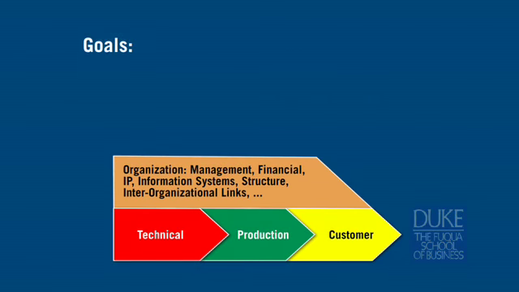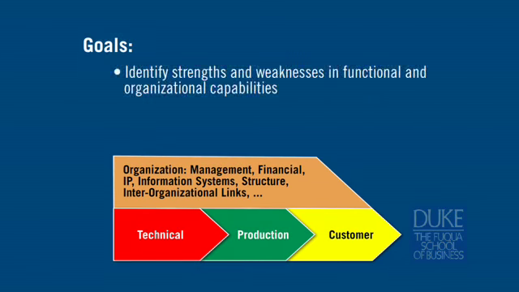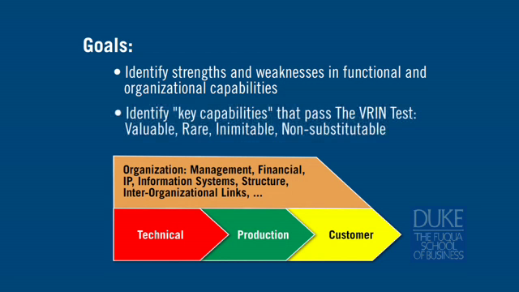Because remember what our goal is and what our purpose is. Our goal is basically to identify strengths and weaknesses in functional and organizational capabilities. We're doing that because we wanted to address the threats that we saw in industry analysis, and to take advantage of opportunities that we discovered. And we're trying to identify key capabilities that pass the VRIN test, capabilities that are valuable, that are rare, that are inimitable, that are non-substitutable. And the value chain helps you identify what the capabilities are, figure out which ones are necessary, which ones are strong, which ones are weak, which ones are key.